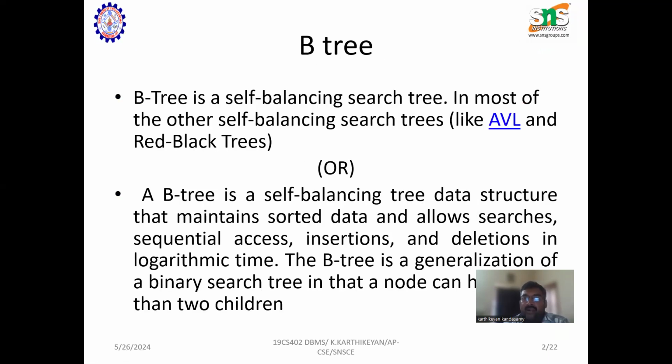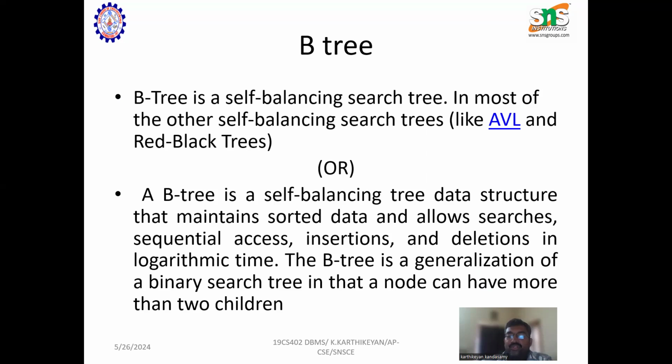So what is a B tree? The B tree is a self-balancing search tree, like other self-balancing search trees such as AVL and Red-Black trees. A B tree is a self-balancing tree data structure that maintains sorted data and allows search, sequential access, insertion and deletion in logarithmic time. A B tree is a generalization of a binary search tree in that a node can have more than two children.